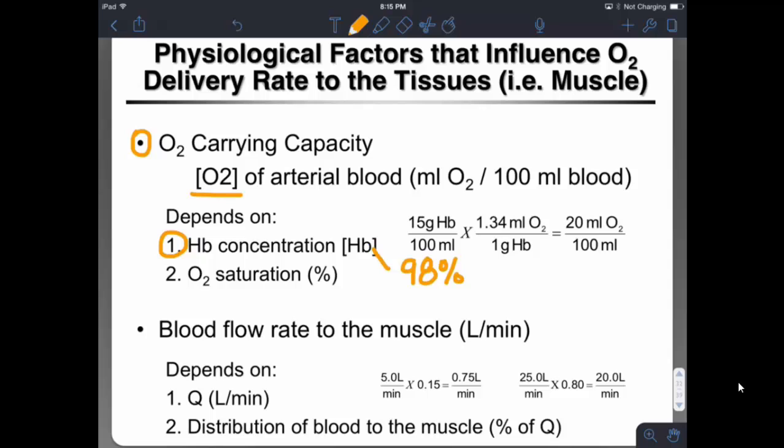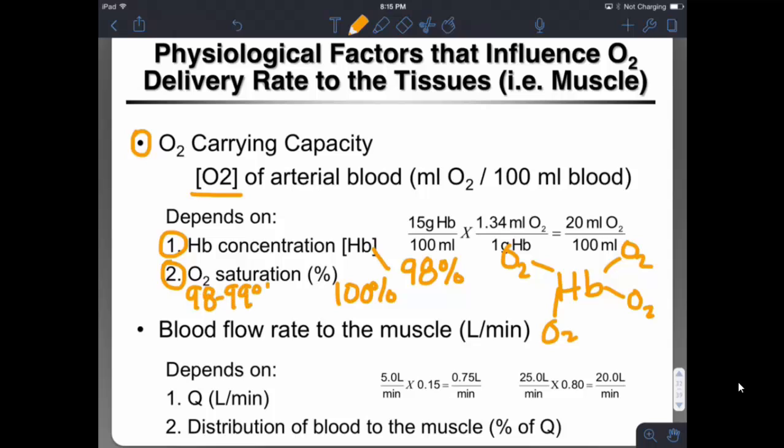And then the second factor that affects how much oxygen we can carry is how much hemoglobin is saturated. So remember that each hemoglobin can carry 4 oxygens, but that doesn't mean every hemoglobin is carrying 4 oxygens. If every hemoglobin in the body was carrying its full capacity of 4, saturation would be 100%. But most healthy people usually have their blood saturated at about 98 to 99% at rest and also during exercise.